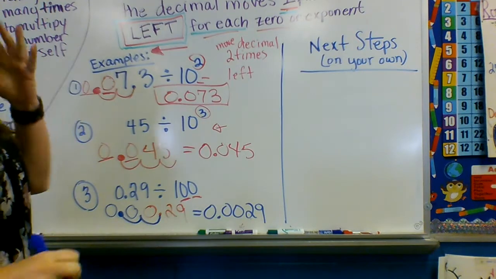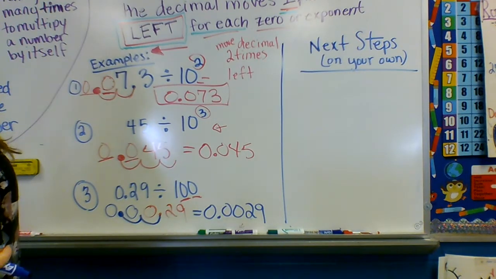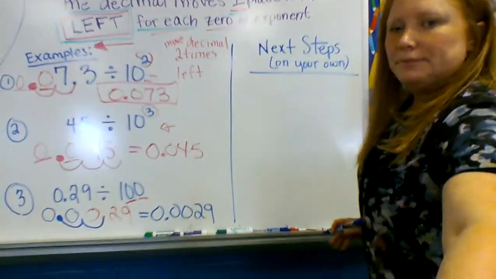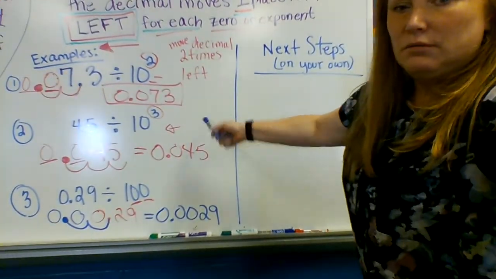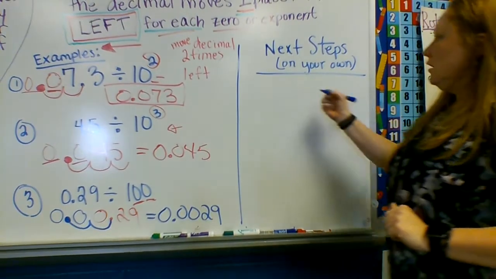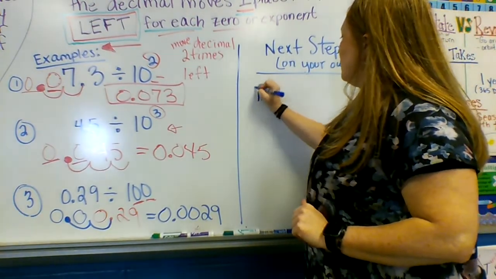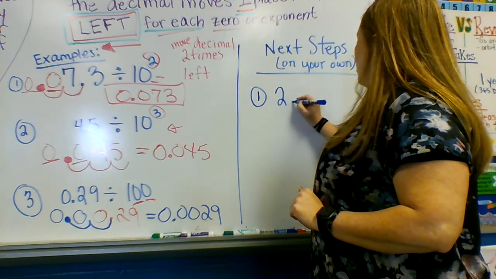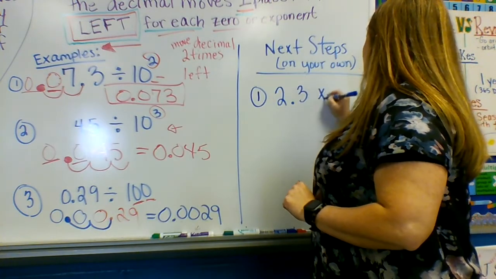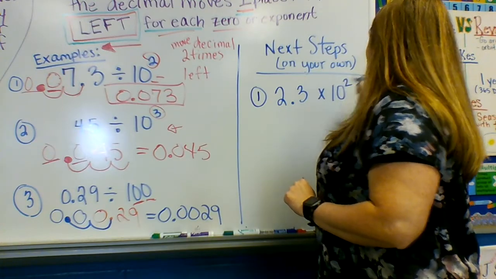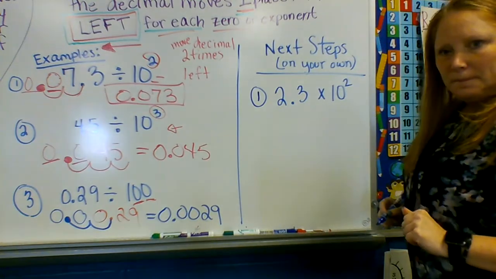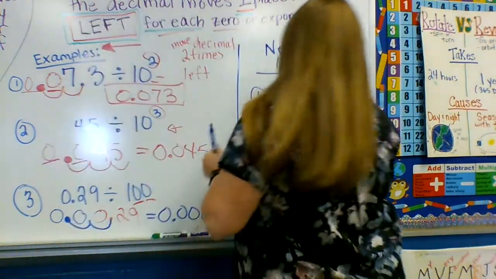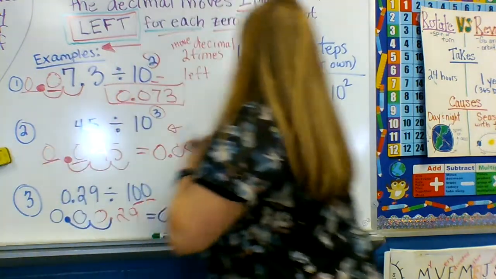All right, here are our next step problems. These are on your own. Make sure you have these written down. Here's our first one. Number 1, you're going to do 2 and 3/10 times 10 squared. Oh, not times. Silly Miss Harden. Divided by.